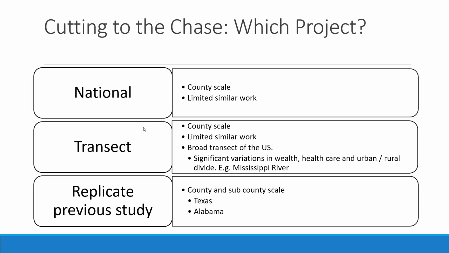Another one I'm particularly interested in is doing some sort of transect. We've talked about looking at the Mississippi River and all the counties along it. I think a transect would be interesting because it would account for a lot of the deviations you're going to see in the suicide rate, by having a lot of variation in wealth and healthcare access and things like that, just naturally included within the data set. And the third option we've talked about is replicating one of the existing studies, probably the study from Bloom or Palmer in Texas or Alabama.